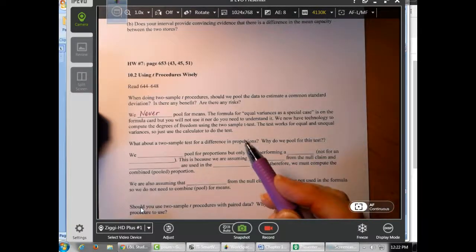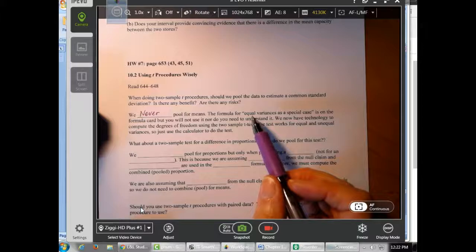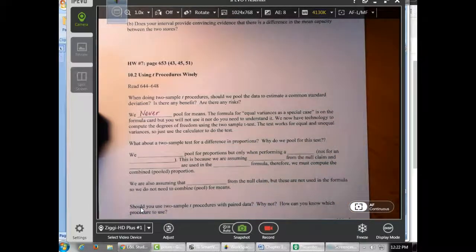Now, there's a formula on the formula card called the equal variances formula. I'll show it to you. And basically it says here that we don't ever use it, nor do you need to understand how to use it. So you're probably wondering, why is it on the formula card?